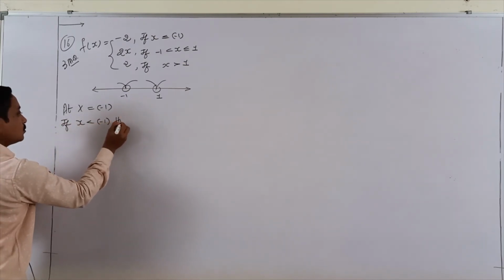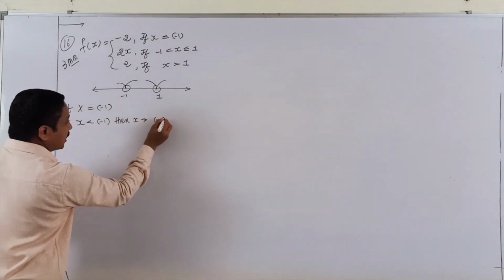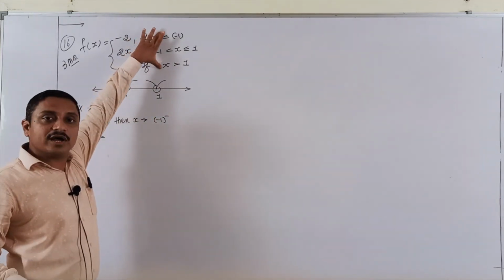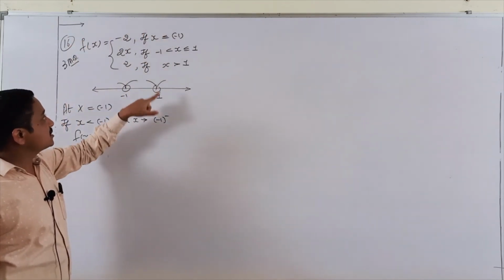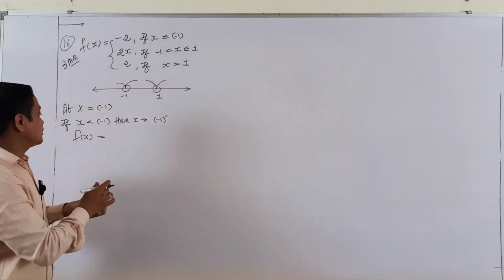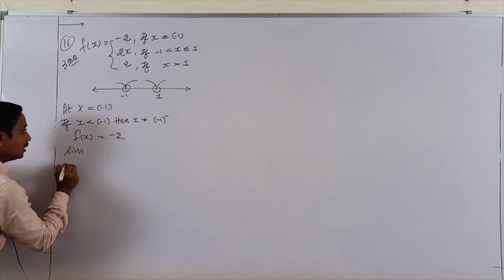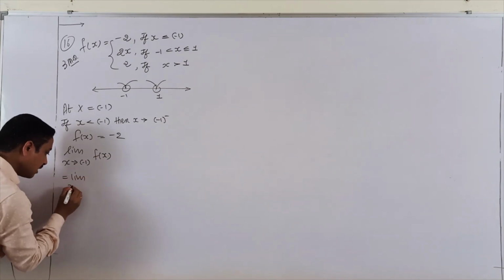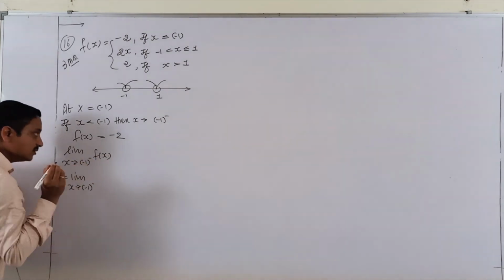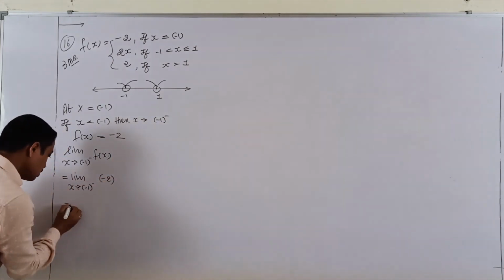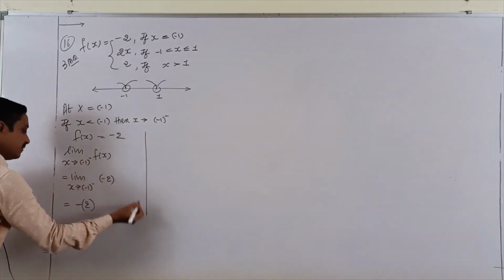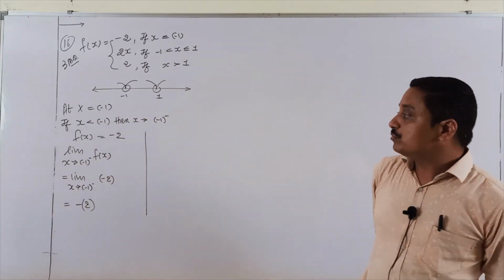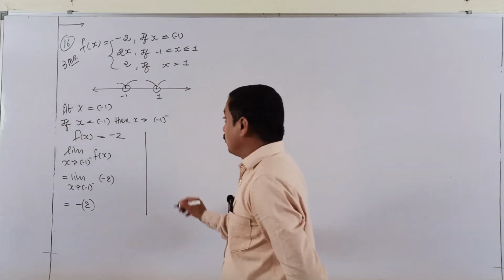If x is less than -1, then x tends to -1 negative. Now determine the condition-wise function for less than -1. Yes, first it is -2. So the limit as x tends to -1 negative of f(x), similarly its value is -2. So my answer is definitely -2. Here the first case, the left hand side, is over.